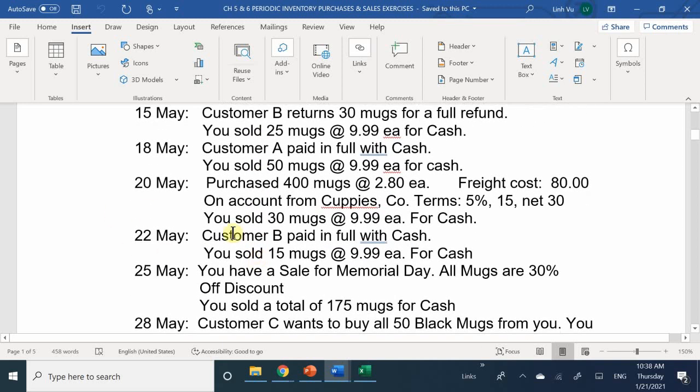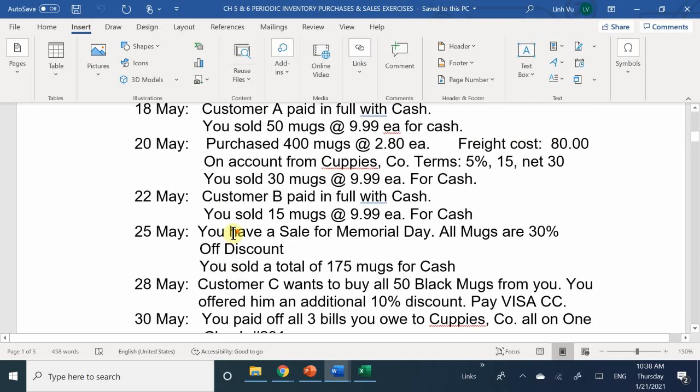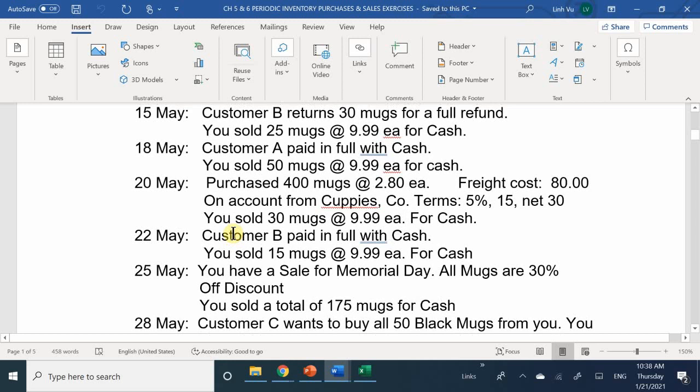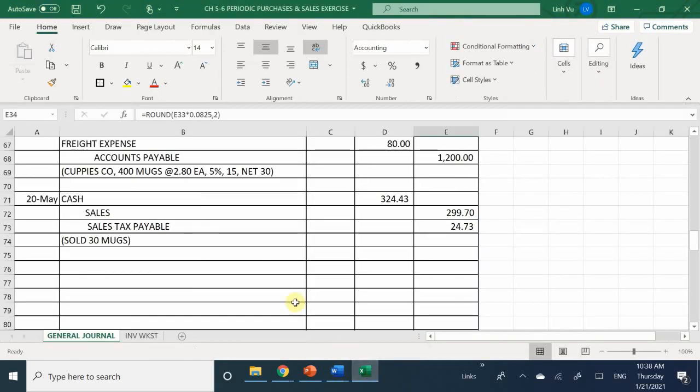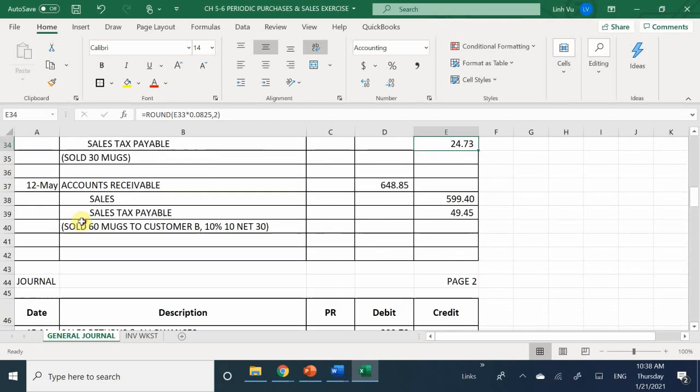So this is where the ledger account is actually going to help you out a little more, and also we're going to be introducing the subsidiary ledger, which we'll talk about more when we do our fictitious business. But let's go ahead and look at May 22nd. Let's look at his transaction in our journal.